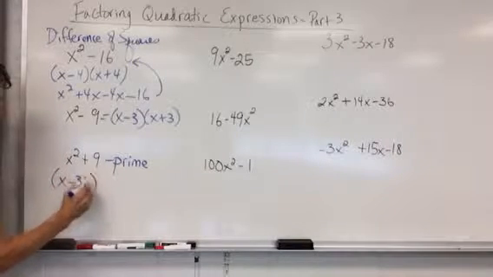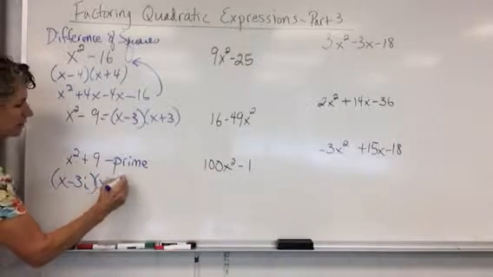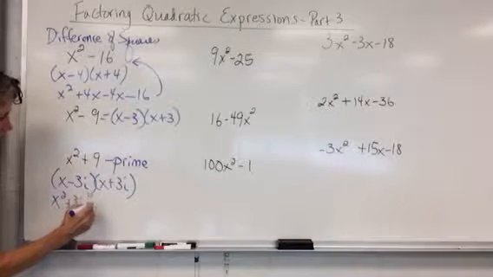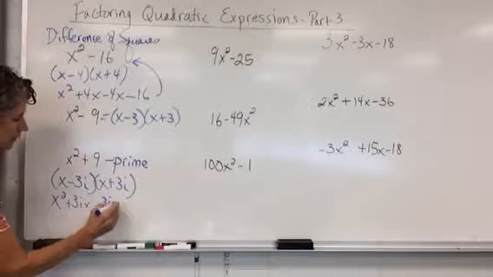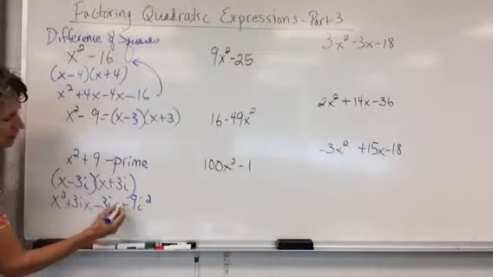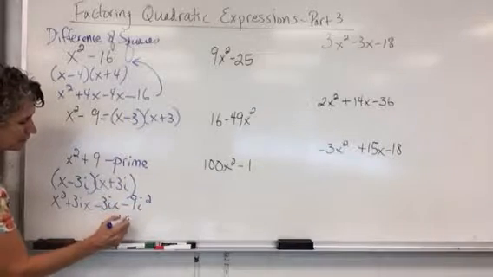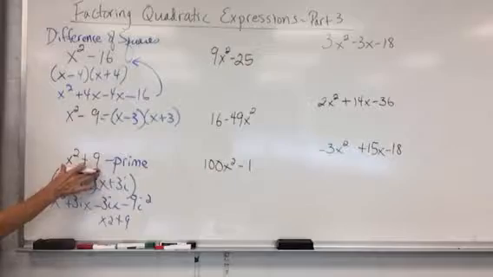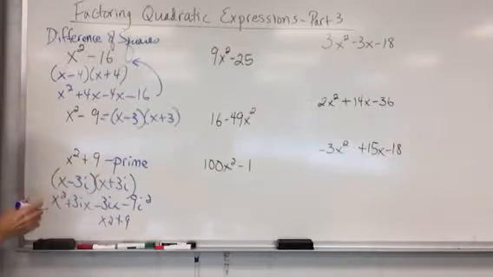It's x minus 3i and x plus 3i, because you do get those middle two terms to drop out. And remember, i squared is negative 1, so negative 9 times negative 1 is positive 9, and it does work. Okay, but for Algebra 1, you only learn that this is prime.